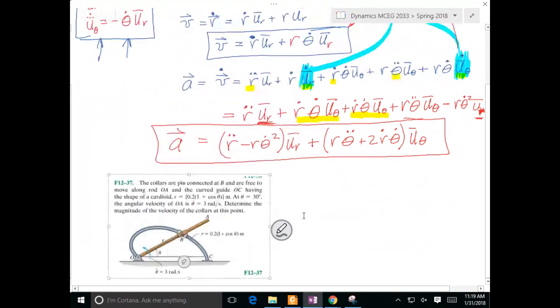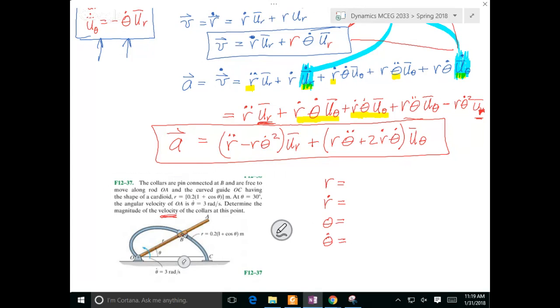Okay. But what you notice up in here, now what he's asked for in this one is just the velocity. He's just asking for the velocity. He's not asking for the acceleration. If you look up at this term, what you find is you're going to have to determine R. You're going to have to find R dot, and technically you'll have to find theta and theta dot, and that's it. So if you can find those four, you can find the velocity. So what he's done is he's listed the first one. It's just 0.2 times 1 plus cosine of theta.